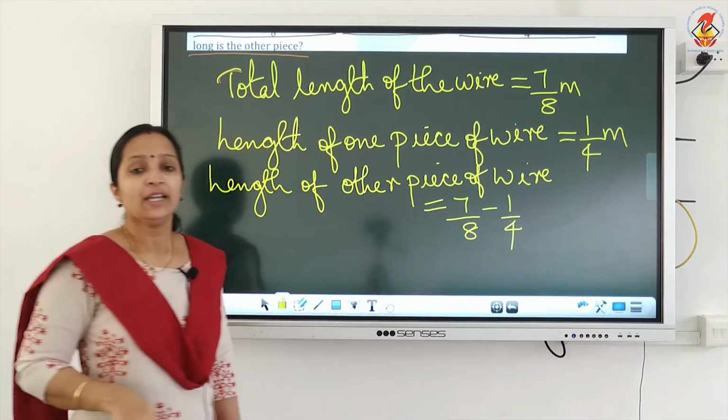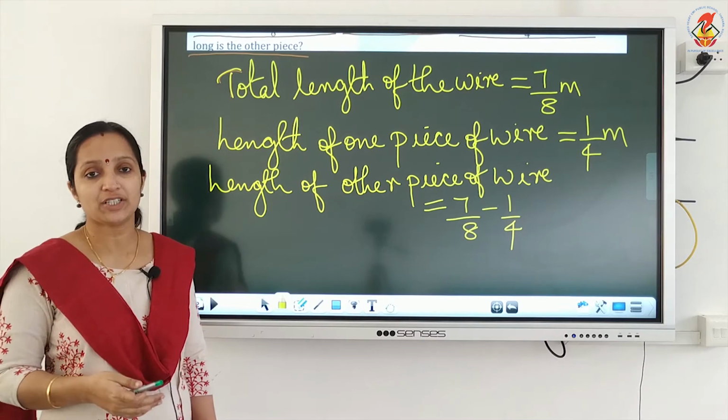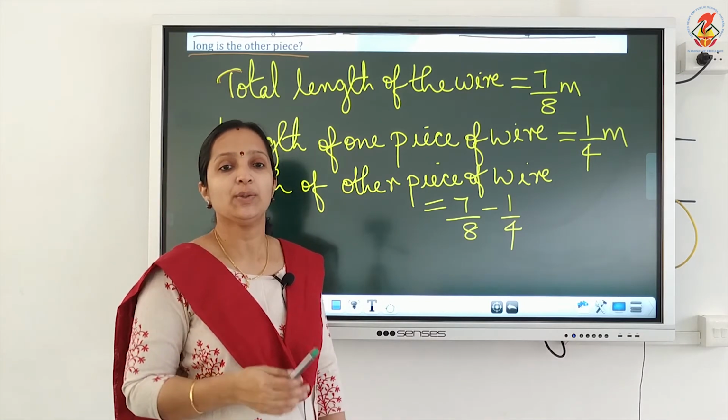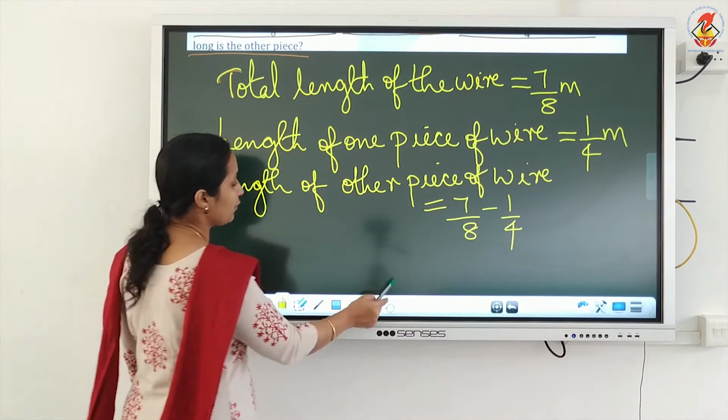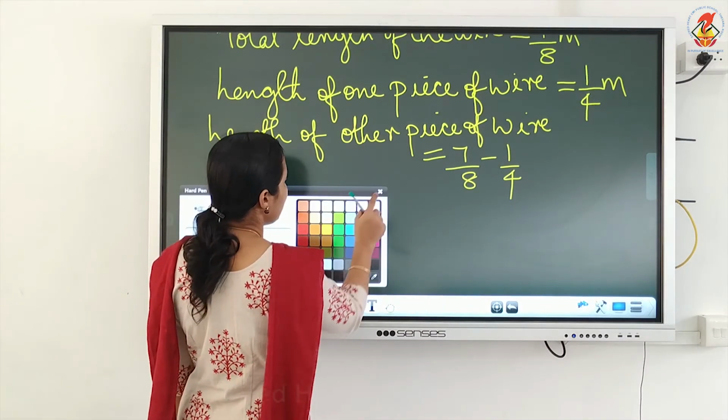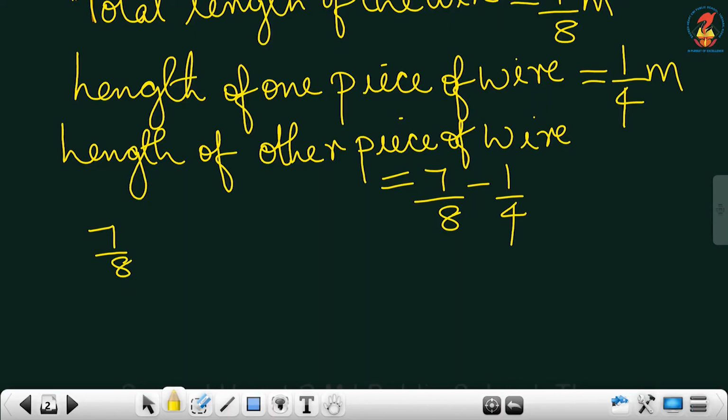Listen children, it's a subtraction of unlike fractions. If the denominators are different, what you have to do? You have to find the LCM of the denominators. What is the LCM of 8 and 4? LCM of 8 and 4 is 8.